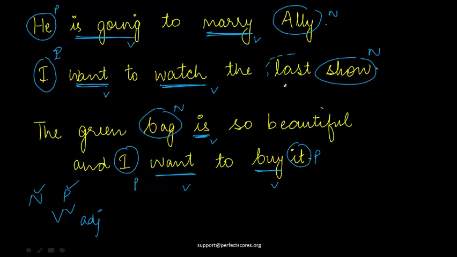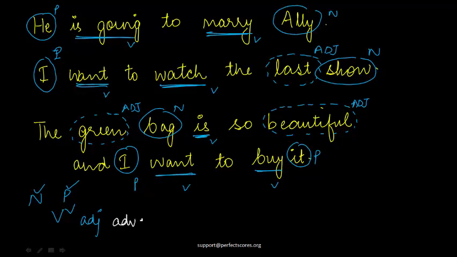Now let's start looking for adjectives. Last is an adjective. Beautiful is also an adjective. Even the word green is an adjective. Now let's start looking for adverbs. There's no adverb in the first sentence or in the second one, but there is an adverb over here. So describes the adjective beautiful, and so is the adverb.